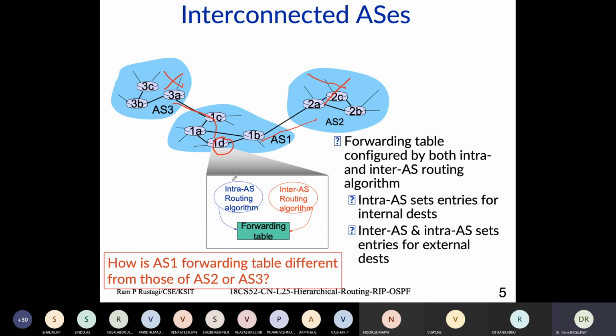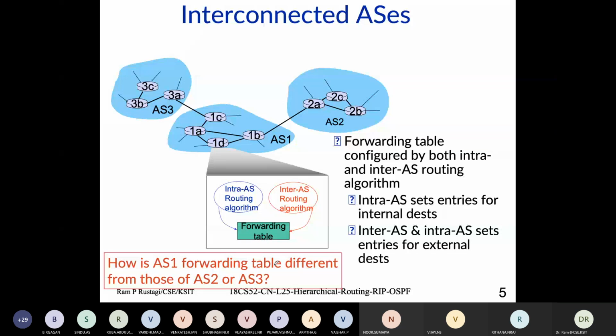So the question basically is, how is the forwarding table in AS1 different from the forwarding table of AS2 or AS3? What really makes a difference in terms of computation? Any thoughts? Anyone would like to give a thought on how the two routings are different in the way they would work? Anyone? AS1 is in the middle.